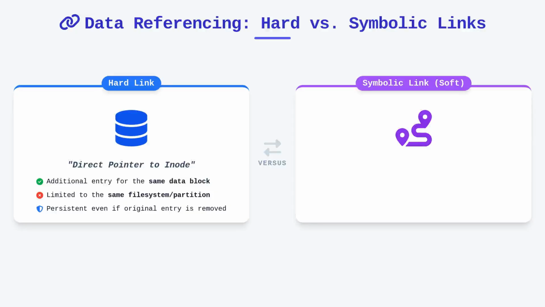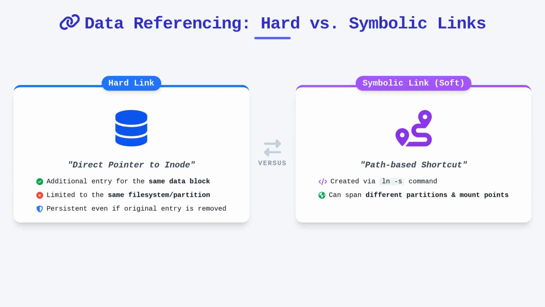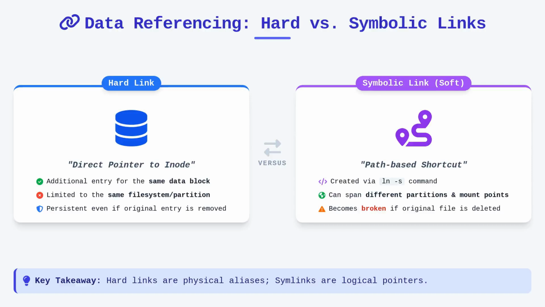Conversely, a symbolic link is a special file that contains a path pointing to another file or directory elsewhere in the hierarchy. You create symbolic links using the "ln" command with the "-s" flag, which provides flexibility by allowing pointers to traverse mount points and partitions. Symbolic links act like shortcuts, meaning that if you delete the original file, the link becomes broken and effectively useless.